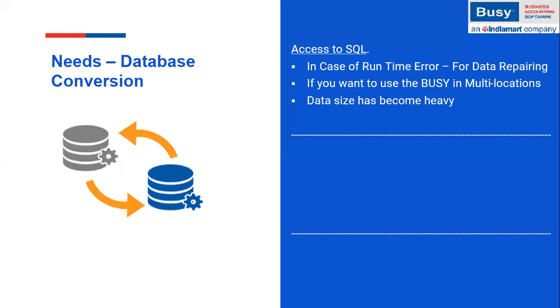Next point is data size has become heavy. If you have many transactions in one day, then your data size increases very fast. And if your data size increases too much, then Busy in Access database can hang, because Access database cannot maintain heavy data size. So in this case, you can convert the data from Access to SQL, and you can easily maintain your company in SQL database. Next point is the speed has slowed down. If you want to increase your speed of working in Busy software, you have to convert your data from Access to SQL.